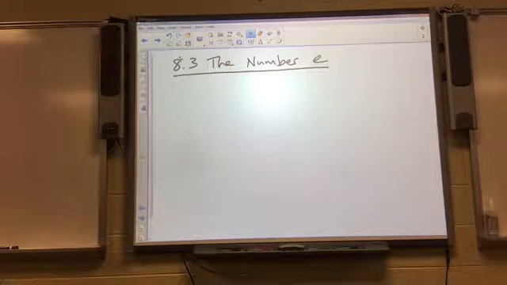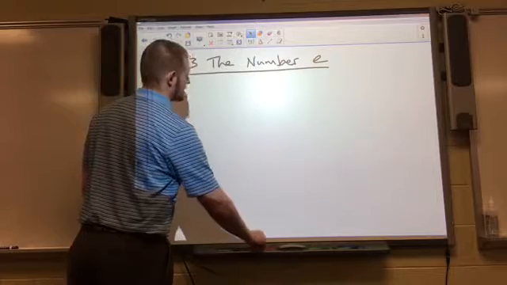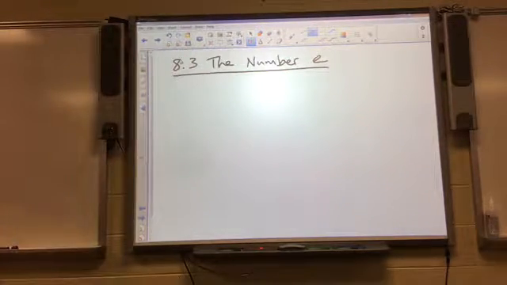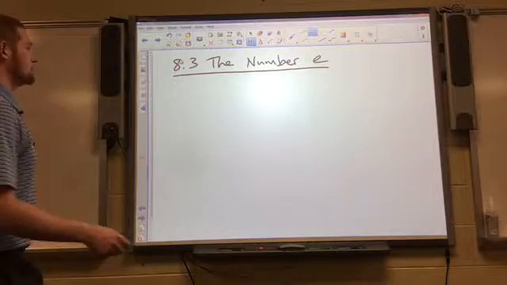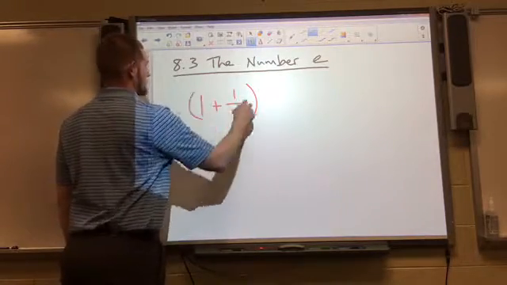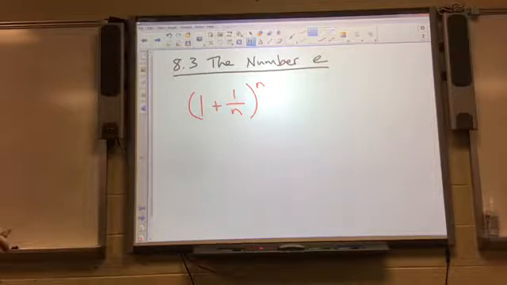Now, another name for it is the natural base e, and it's actually going to take us into logarithms, next section. It's irrational, meaning it cannot be written as a fraction. Okay, and it was found using this. And basically, that's what e is equal to.